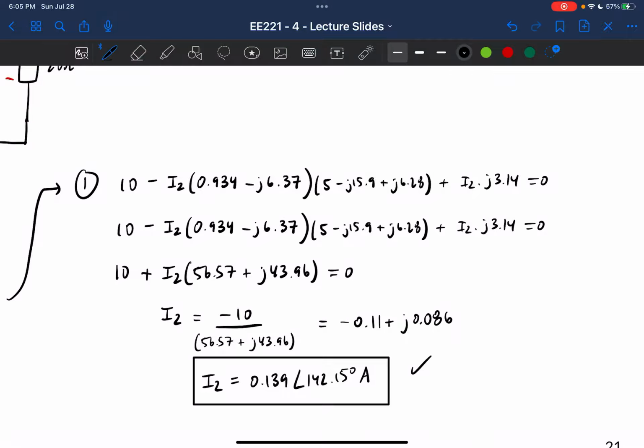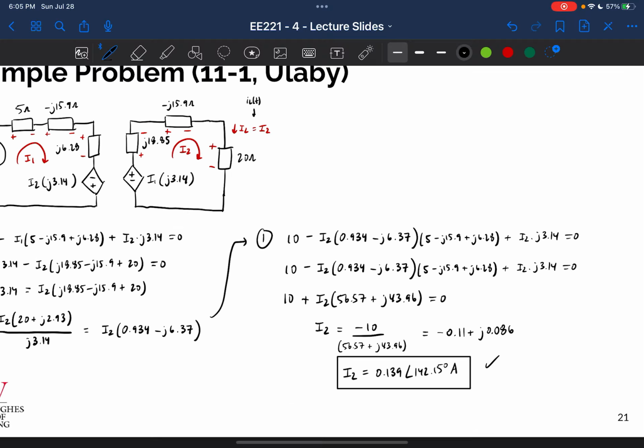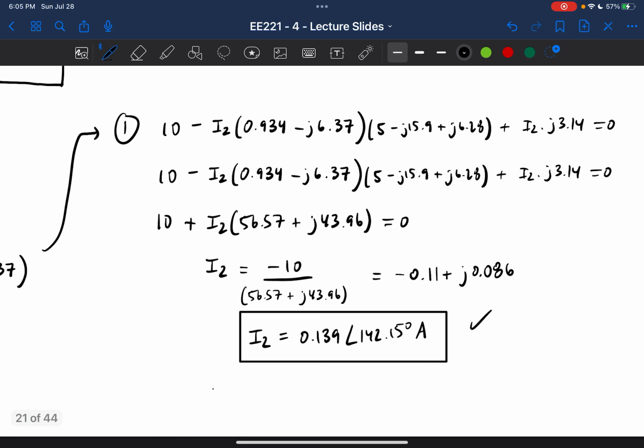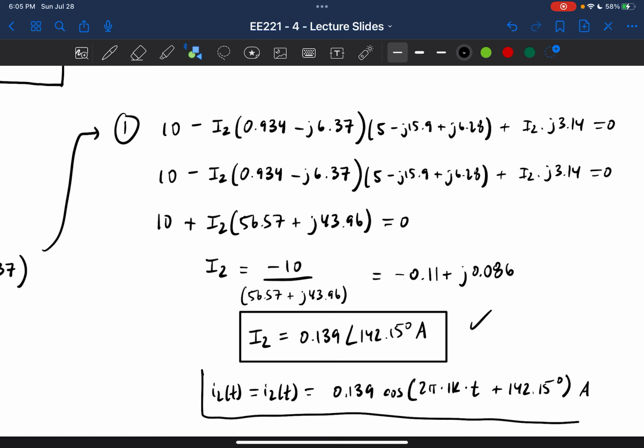But this is correct. If you want to check this example in the book, you can check that in chapter 11, page 606 of the Ulaby textbook. And of course, the final answer asked for IL. This is I2. It asked for IL of t. We can say that IL of t is I2 of t, and it's just going to be 0.139 times the cosine. Remember, it was a cosine of 2 pi times 1k times t plus 142.15 degrees. And that's got units of amps. Okay, so that is the final answer right there for this example problem.